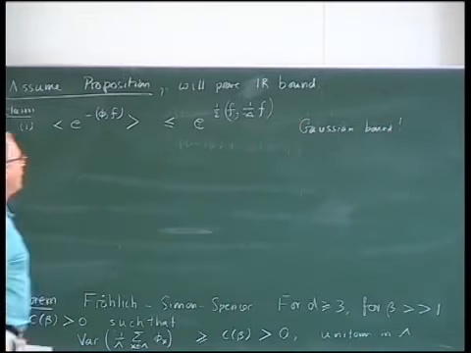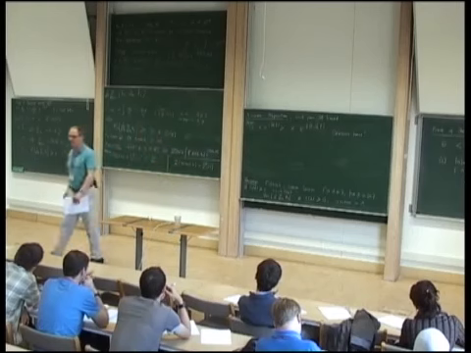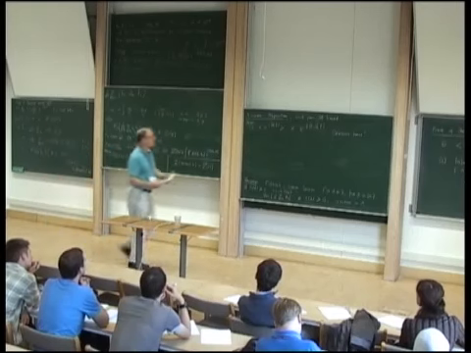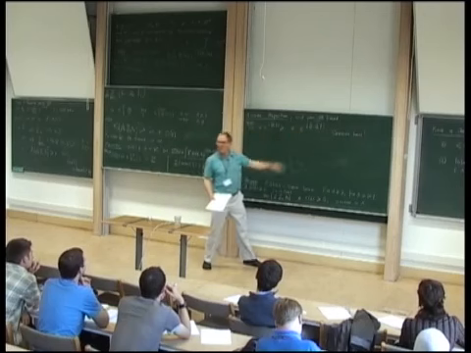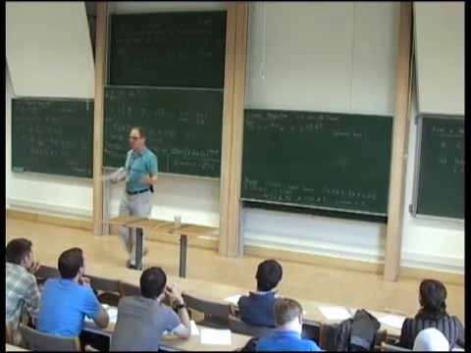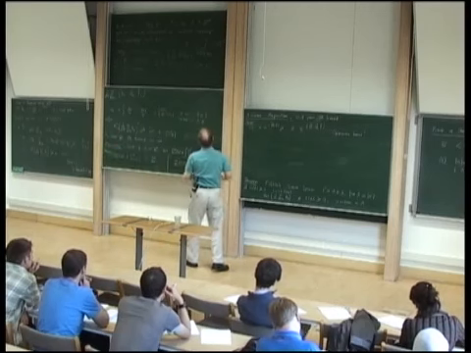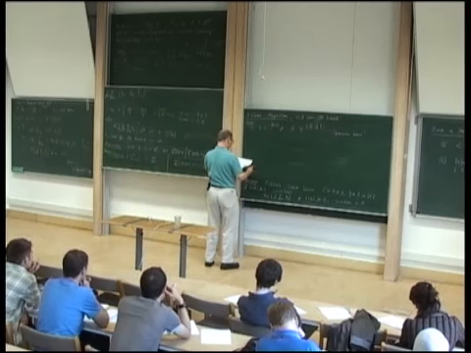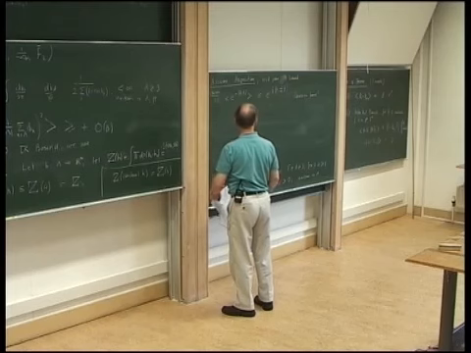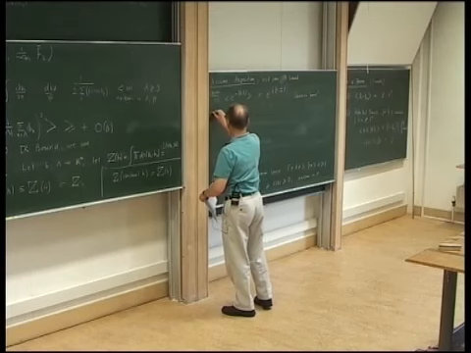Okay, so now how would you prove this? How would you prove that you get this if it really was a Gaussian model? What would you do? You'd complete the square, right? So this is the proof.